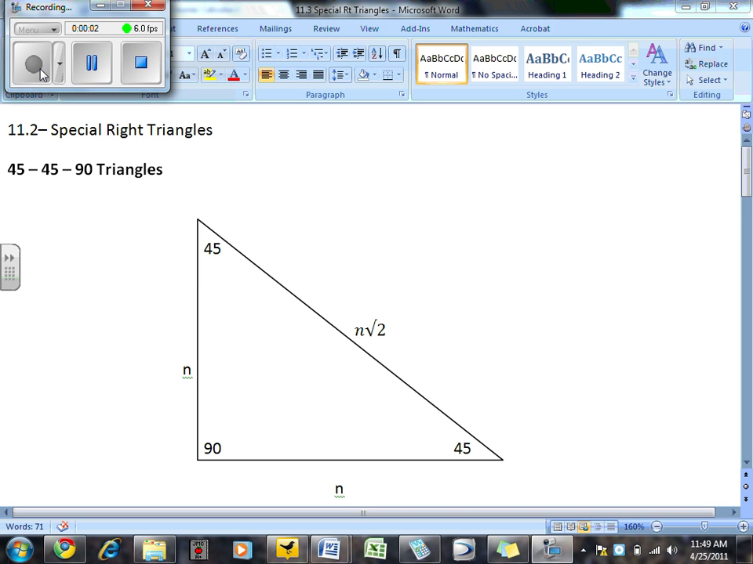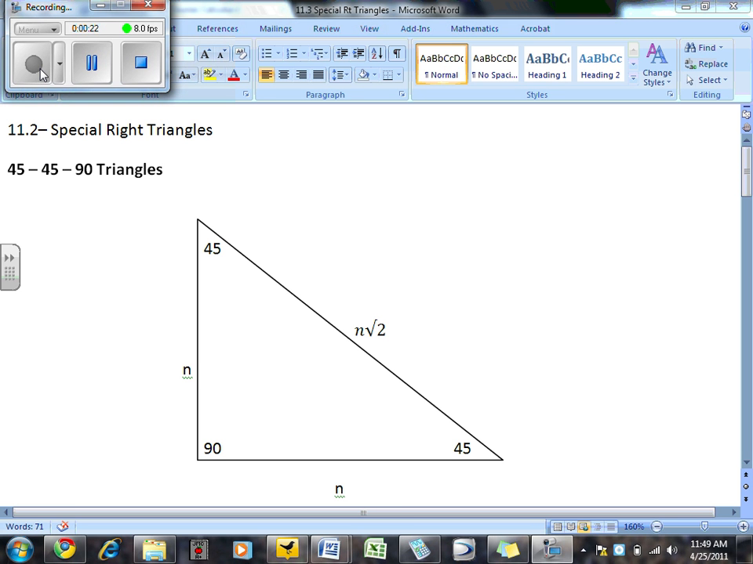Okay, section 2 is about special right triangles, and actually what I'm showing you is a shortcut. As long as we have two different types of triangles, we have a shortcut that we can use in order to find the lengths of the sides of those triangles. And in fact, the nice part is they only have to give us one side, and we'll be able to figure out the rest of the triangle.